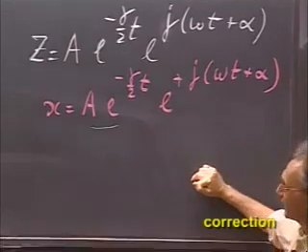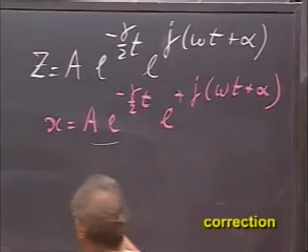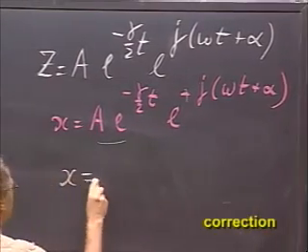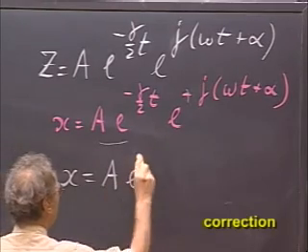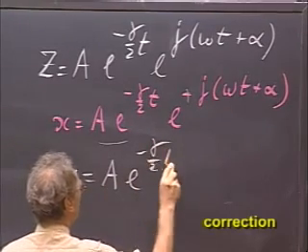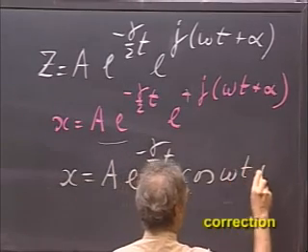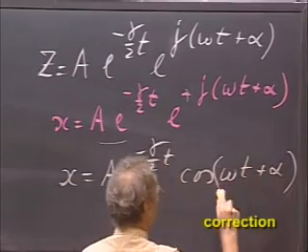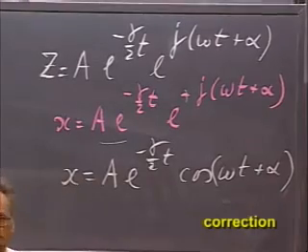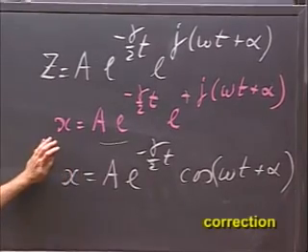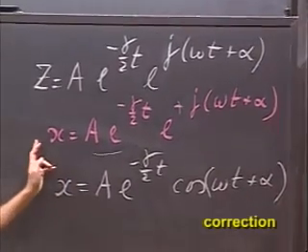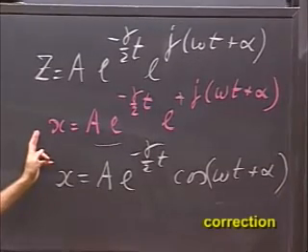So, clearly what I should have written, which is what I will do now, x equals a times e to the minus gamma over 2 times t times the cosine of omega t plus alpha. Now we are in the real world. You're going to see this equation at least for the next 5 or 10 minutes on the tape.